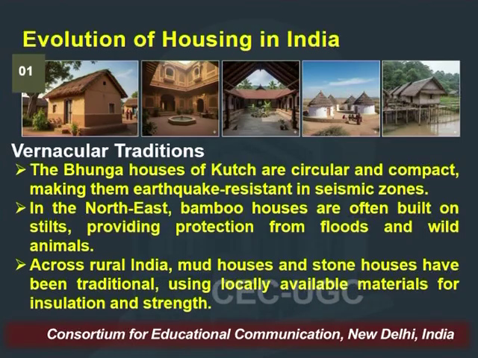The Bhunga houses of Kutch are circular and compact, making them earthquake resistant in the seismic zone. In the northeast, bamboo houses are often built on stilts, providing protection from floods and wild animals. Across rural India, mud houses and stone houses have been traditional, using locally available materials for insulation and strength.